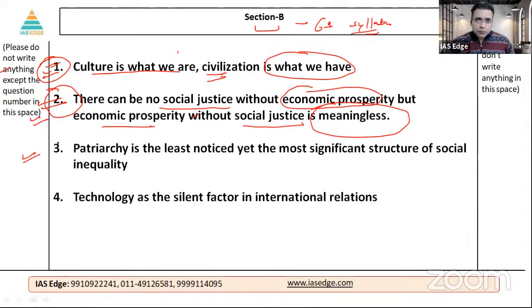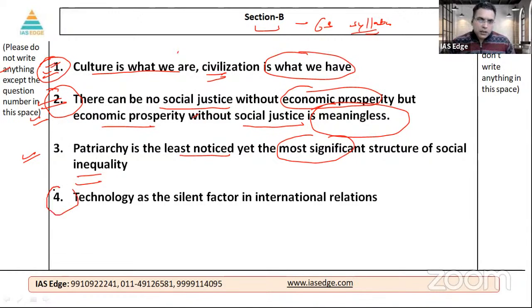The third one: patriarchy is the least noticed yet most significant structure of our social inequality. Now, patriarchy, again, girls might write this, but remember, you have to write a balanced approach. Patriarchy is very much there. It's a part of our social system, and it is one of the social malaises of society. Society ka ek problem hai, patriarchal society, or that is men-dominant society. But again, you have to write a balanced answer. I've seen a woman getting emotional and writing so much that it creates a one-sided view. So you have to write a balanced approach.